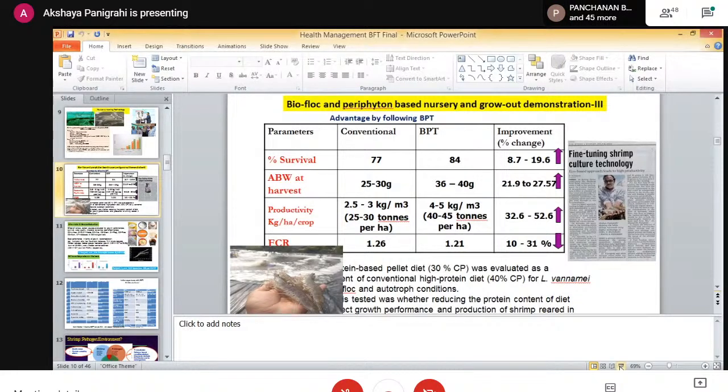And the productivity, if you see that way, there is an enhancement of productivity in the biofloc system of around 52%. I'm telling you this is one of our studies.